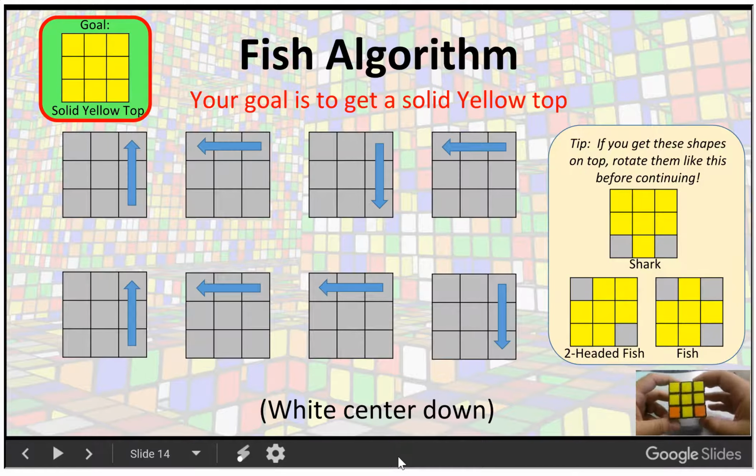And so those are the three different possibilities. If I get any of these, I need to hold the cube with that. So because I have a shark, I need to hold it with the shark facing this way. And so now I'm going to put it with yellow facing up, white facing down, and just go ahead and do my algorithm. And so now I look, oh, I do have a fish. So let me rotate my fish so it's in the right direction, and then go ahead and do the algorithm again.